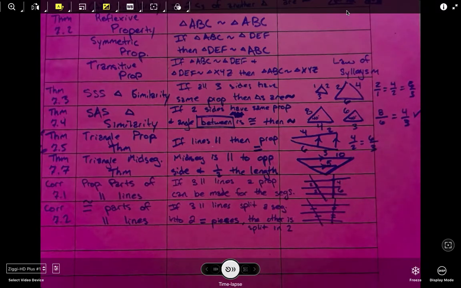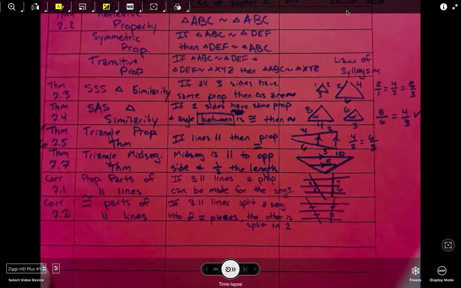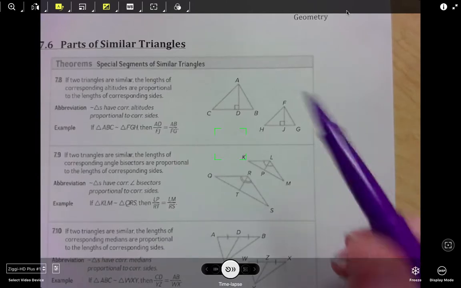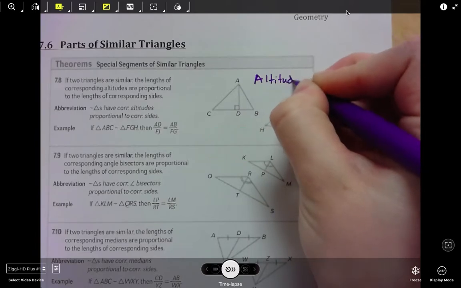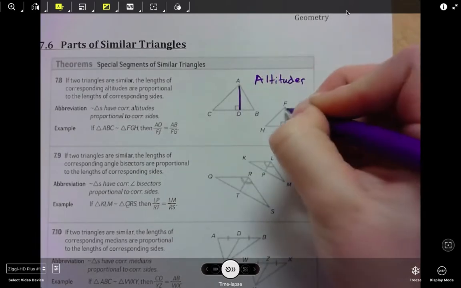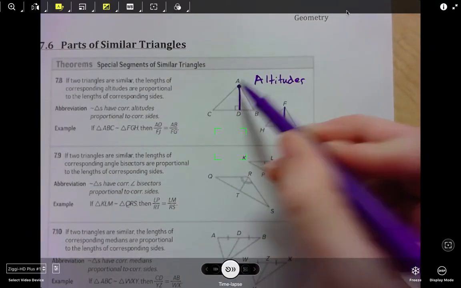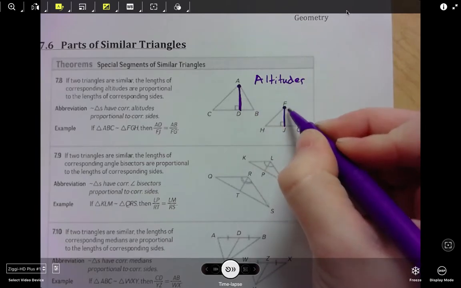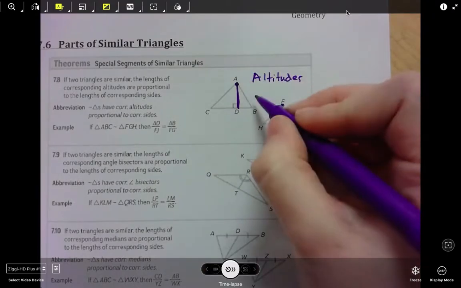Okay, now we've got three theorems that are at the top of 7.6, so I'm going to go ahead and explain them here, and then I'll put them on your red sheet. This one talks about altitudes of triangles, and an altitude is this segment here. So if the point A was an airplane, the altitude is straight down perpendicular with the ground. If point F was an airplane, it's the altitude straight down perpendicular with the ground. So it's talking about the altitude.